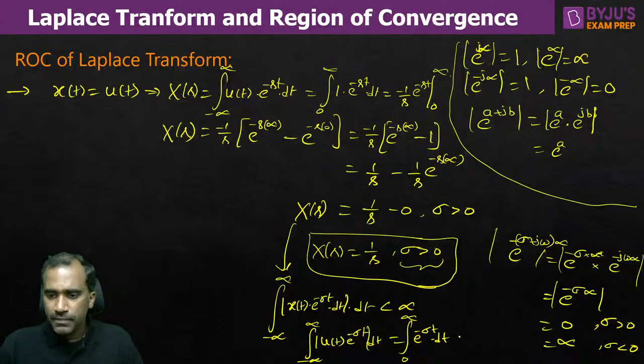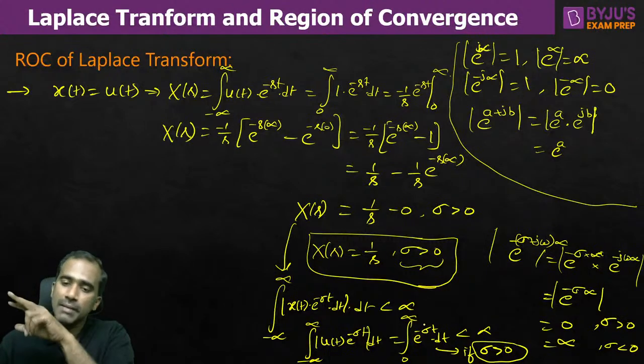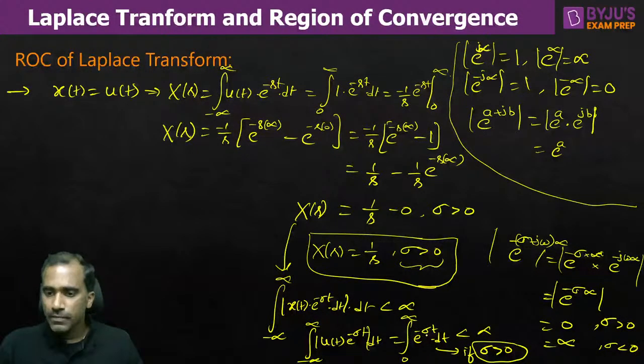Now tell me, we want this to be less than infinity, that is, finite. Will the area of an exponential signal be finite? Yes, it will be finite if sigma is positive, correct or not? If sigma is positive, then it will be an exponentially decreasing signal for positive time. If sigma is negative, then negative into negative becomes positive, so it becomes an exponentially increasing signal for positive time, and if you find the area, it will become infinity.